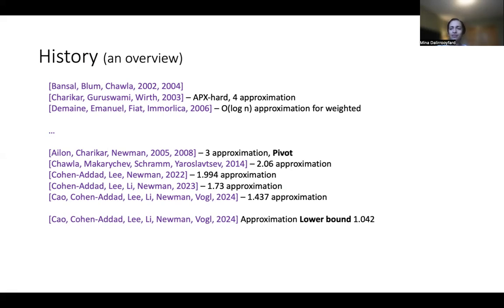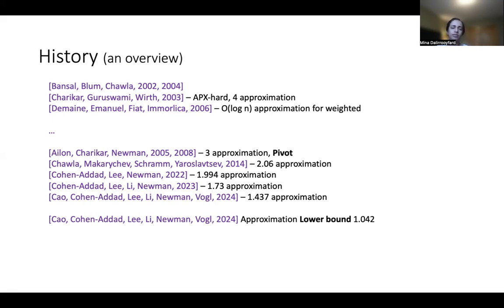There is this elegant and nice algorithm called Pivot that gives a 3 approximation. And it is the basis for a lot of algorithms in different settings. And also our algorithm is based off of this algorithm. But it doesn't give the best approximation factor. The best approximation factor is right now 1.437. The lower bound for the approximation factor right now is 1.042. So there's still a gap here.